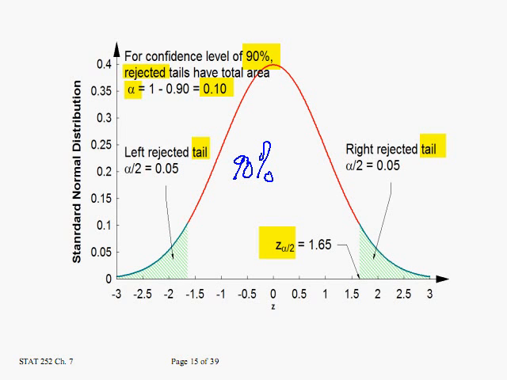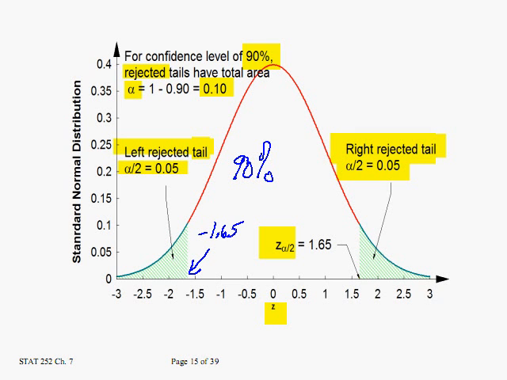Since the total area rejected is 10%, then half of that is rejected in each tail. So the right rejected tail has a 5% area underneath it, and the left rejected tail has a 5% area underneath it also. And if you go to the tables, you will find the Z value associated with it. So that's the notation. Z alpha over 2 is right at the edge of the right rejected tail. Because the bell-shaped curve is symmetric, this value over here is negative 1.65.